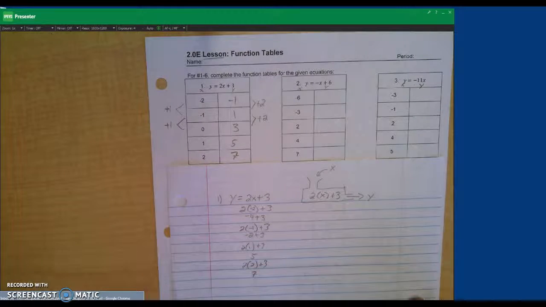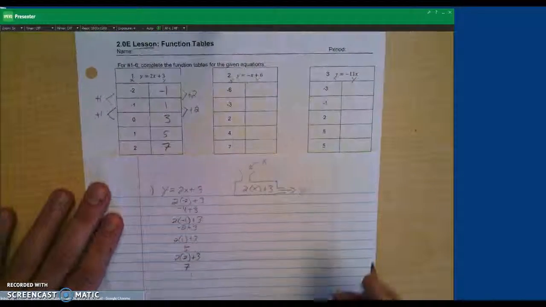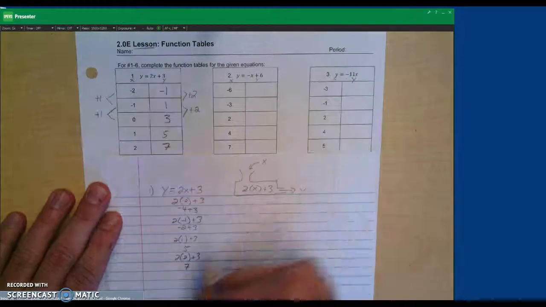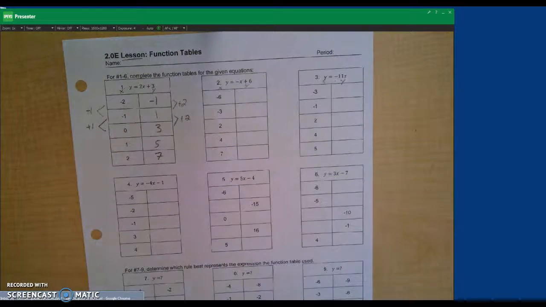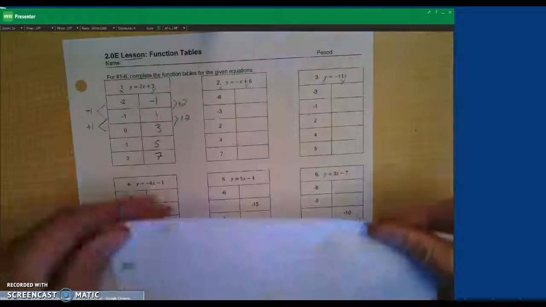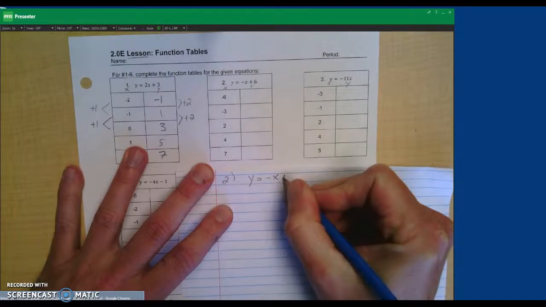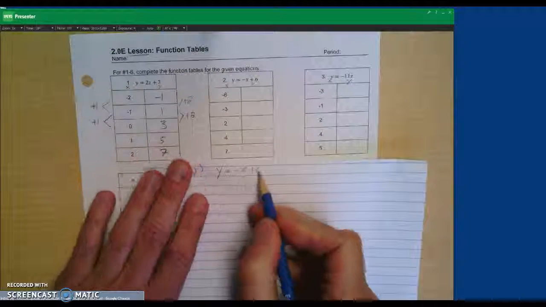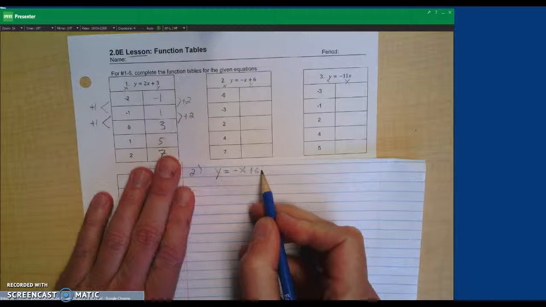Okay, so now we're going to do the next one, problem number 2, function machine. The only difference between number 1 and number 2, I'll do number 2 down here, is that you have a negative x. So y equals negative x plus 6. And in a function machine, that really means take the opposite of x and add 6.